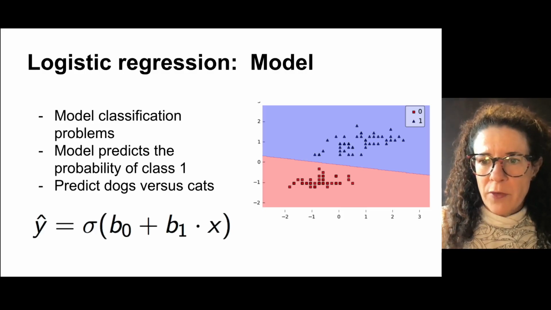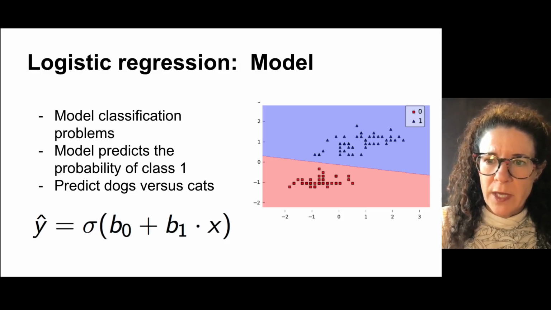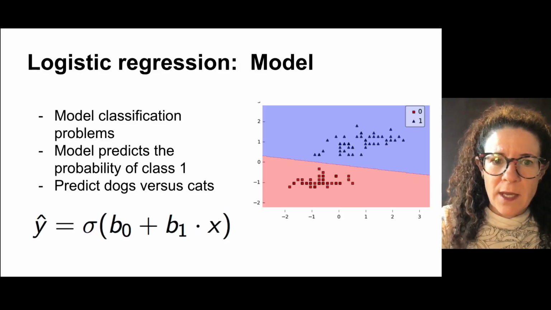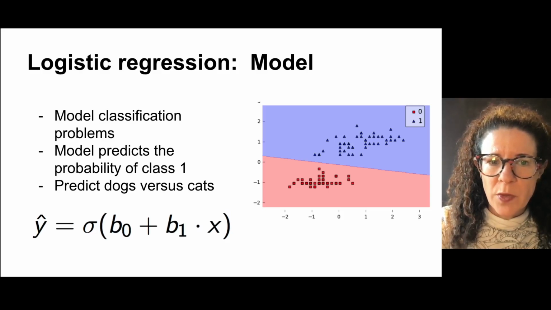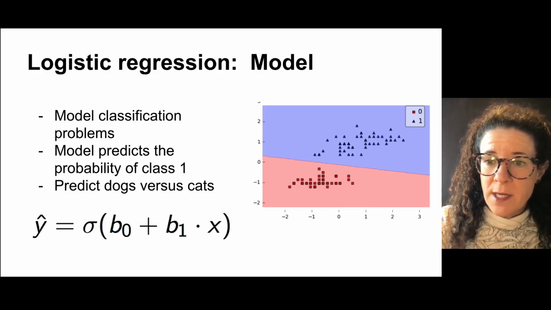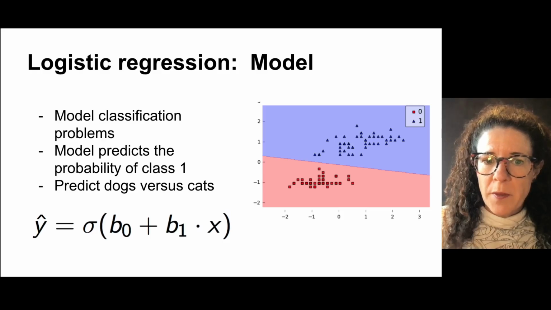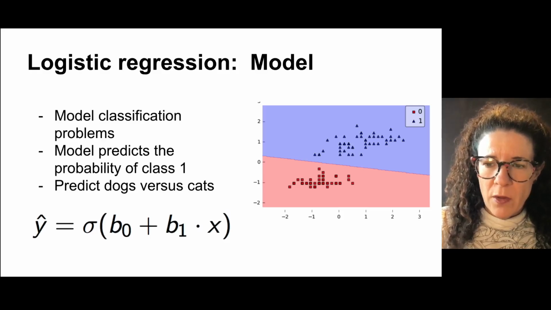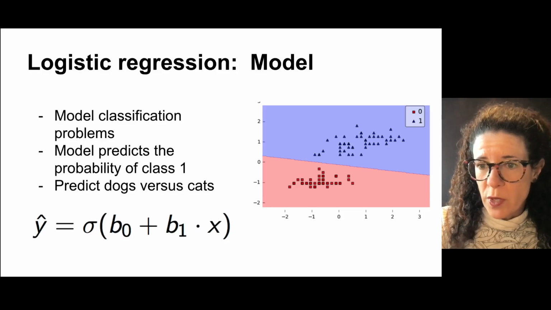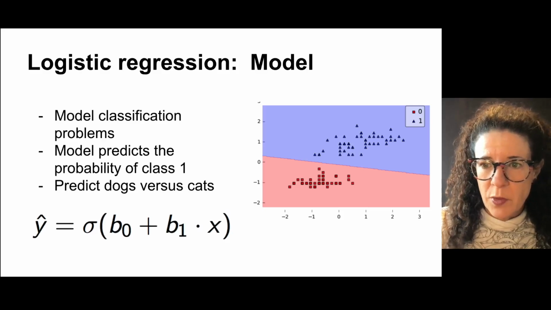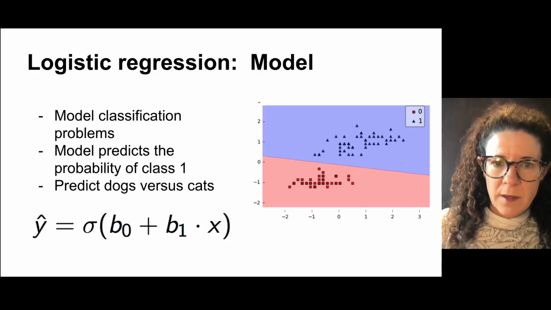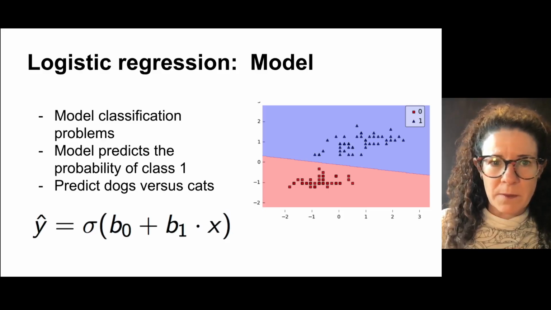Our model for logistic regression is first a linear model, a line, and then we take a sigmoid of that to predict the probability of class 1. For this particular example, x will be two-dimensional, so b1 times x will be a dot product between a vector b1 and x, and b0 is just one number, the bias. Then we take the sigmoid of that to get a probability. That would be our model.